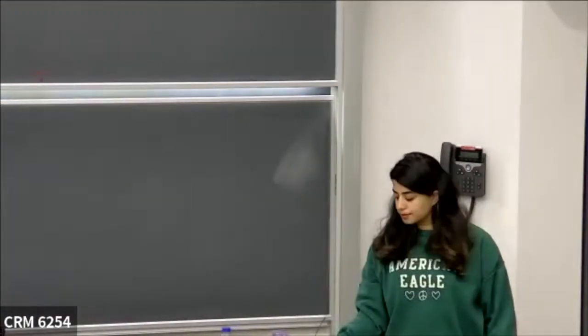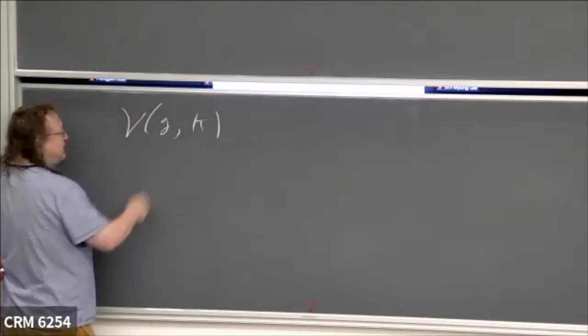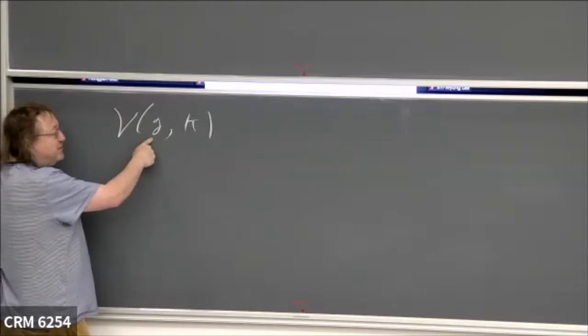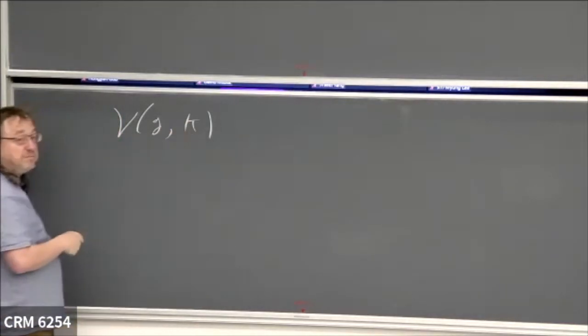It's an appropriate topic. So I'm talking about the friendliest and most familiar VOAs. In my notation, this is supposed to be a frac G. This is supposed to be K. So this is the VOA. This is a simple Lie algebra, finite dimensional over complex numbers, and K is a positive integer.